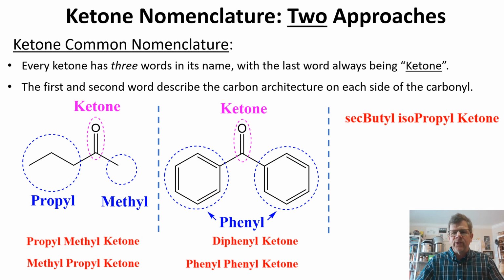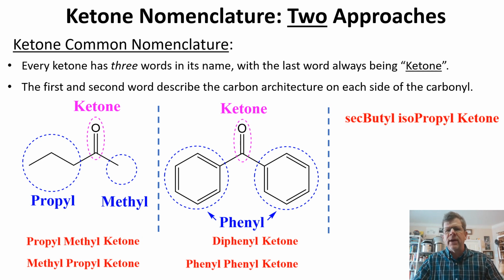It's good to have options today, right? And in these common nomenclatures, frequently there's options going from structure to name. If we look over on the right-hand side, again, two-way street, let's go from name to structure. What we have here is sec-butyl isopropyl ketone. Okay, 3 words, so that would be the ketone common nomenclature.